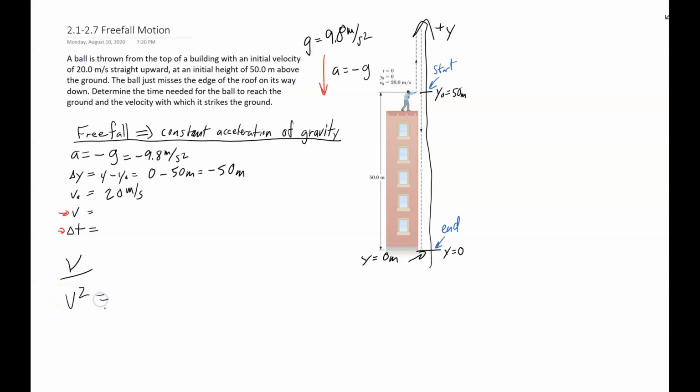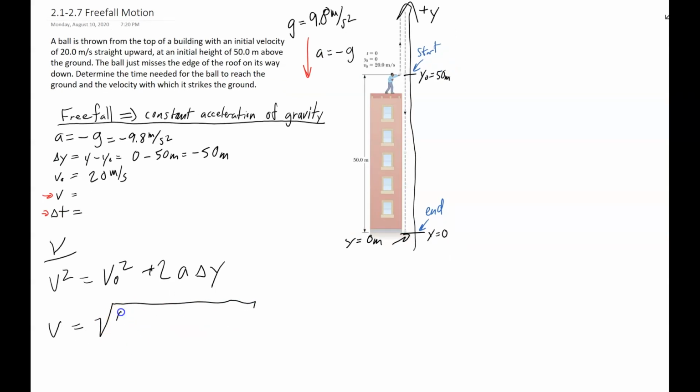V squared is equal to v initial squared plus 2a delta y. And I just replaced the x's with the y's here. We want to solve for v final. Well, you know what? We've got all the information here. We just need to plug it in and take a square root. So v is going to be equal to the square root of all those numbers, right?